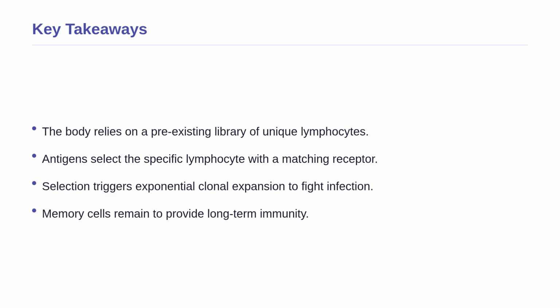To wrap up our lecture, let us review the most important ideas of the clonal selection theory. First, remember that your body does not invent weapons on the fly. It relies on a vast, pre-existing library of randomly generated lymphocytes. Second, an infection is fought when a pathogen's antigen inadvertently selects its own destruction by binding to the one perfectly matching lymphocyte. Third, this single binding event triggers a massive, exponential cloning process to clear the pathogen.